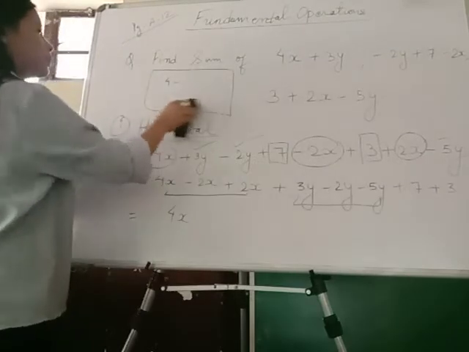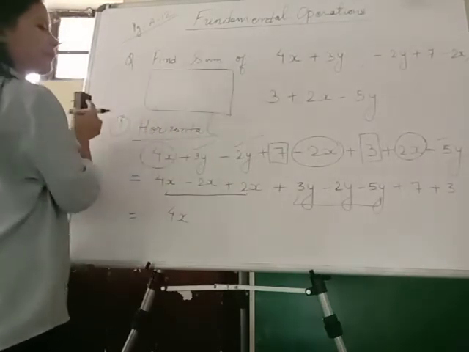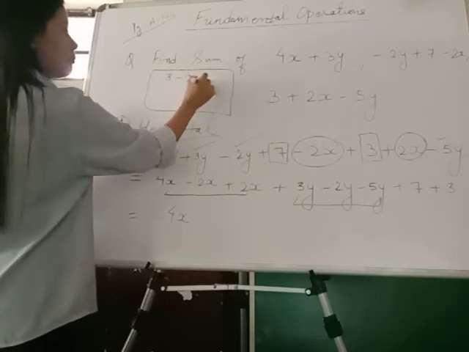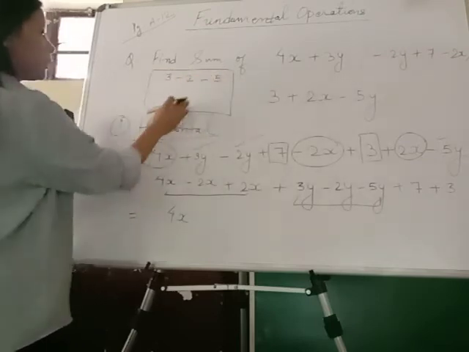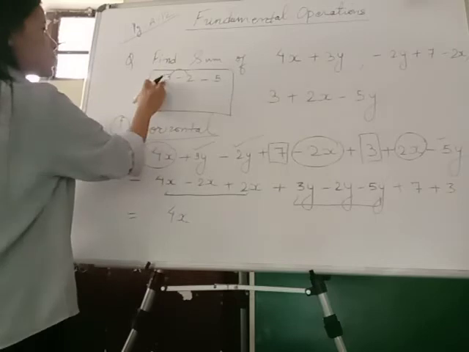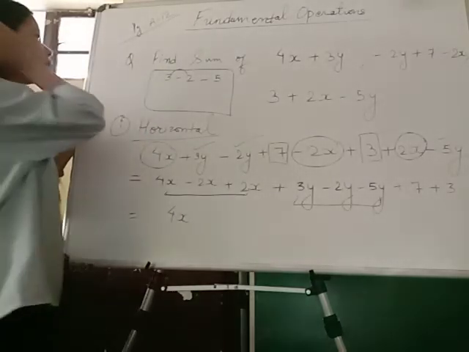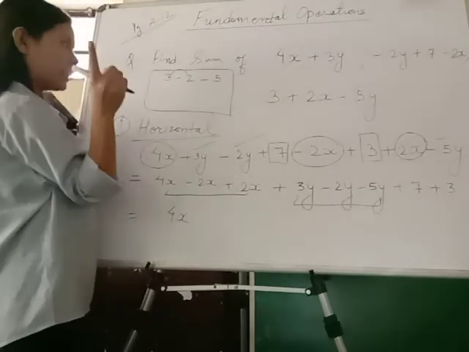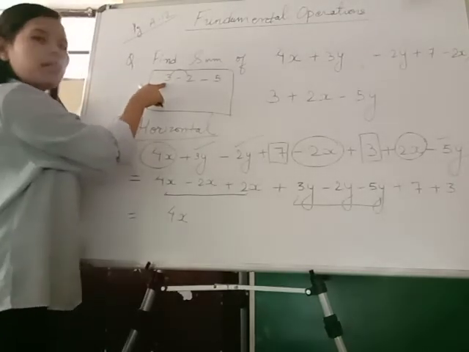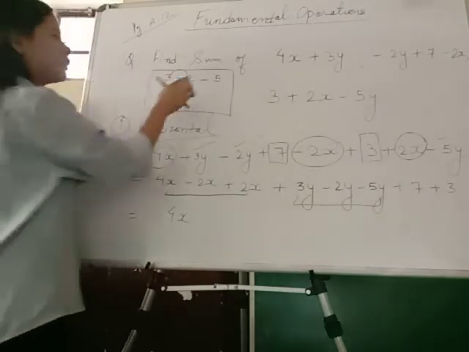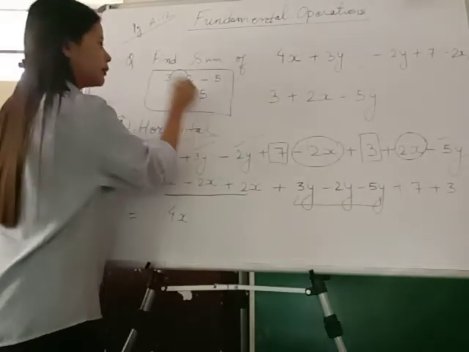Okay. Same way, let us do this for these terms also. So let me write the numerical coefficients. So it is 3 minus 2 minus 5. Okay. So these two terms, positive and negative, what do we do? We subtract and put the sign of the bigger number. So 3 minus 2 is 1. The bigger number is 3, which has a positive sign. So we'll have plus 1 here.